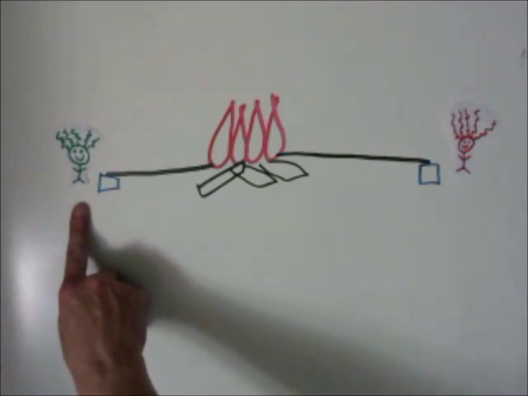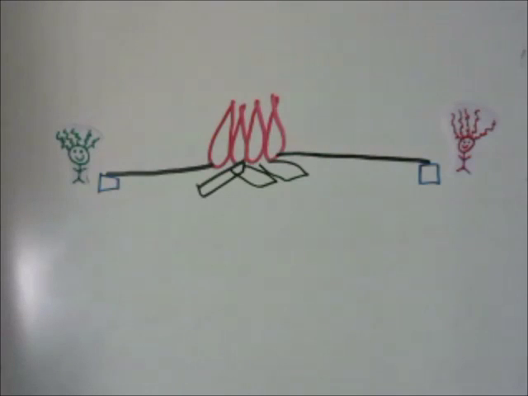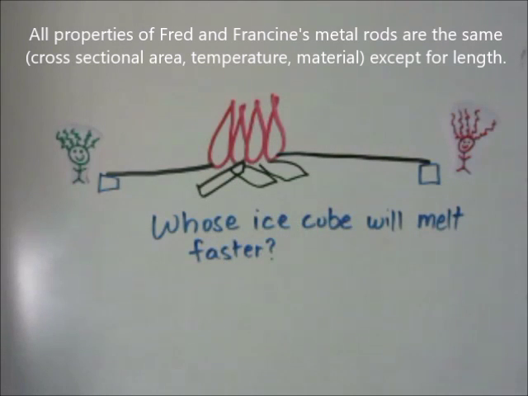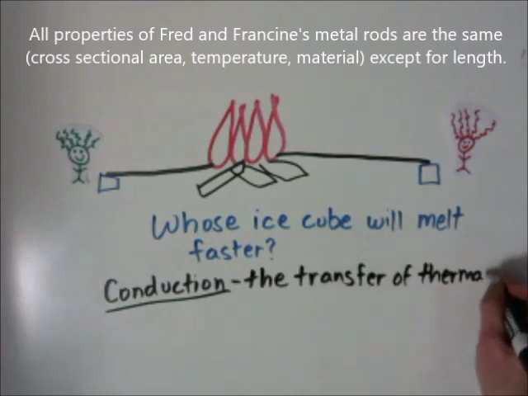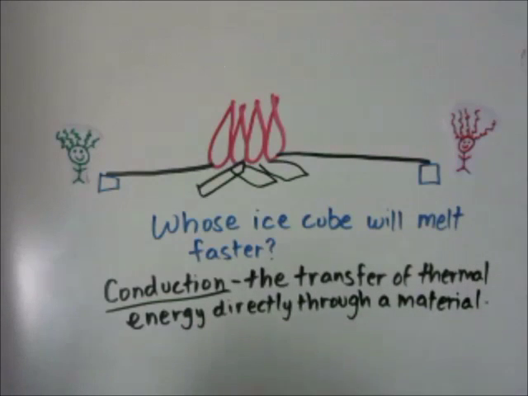Fred found a short rod. Francine could only find a longer rod. Whose ice cube will melt faster? We're now talking about conduction. Conduction is the transfer of thermal energy directly through a physical material.